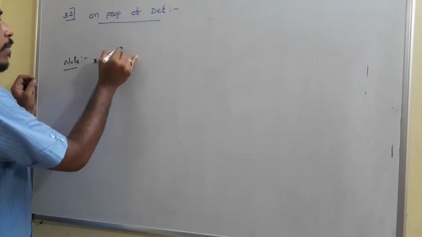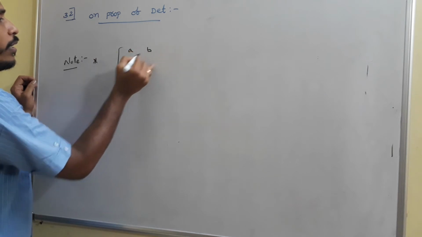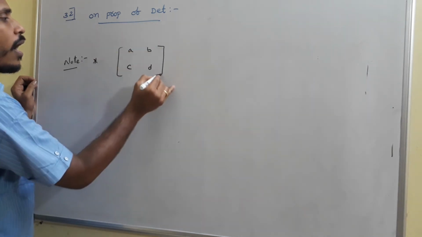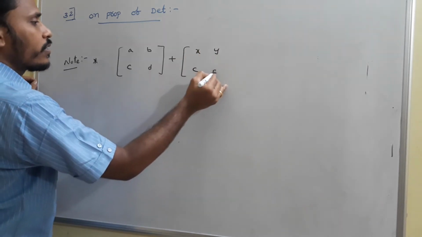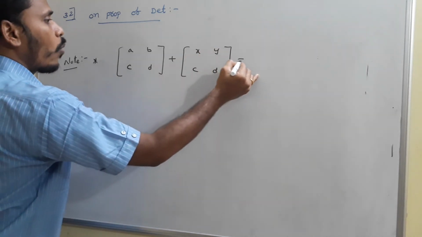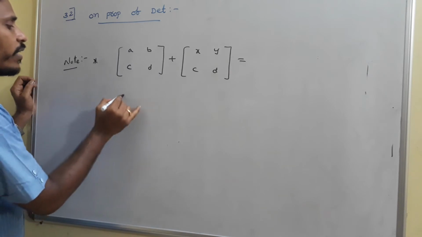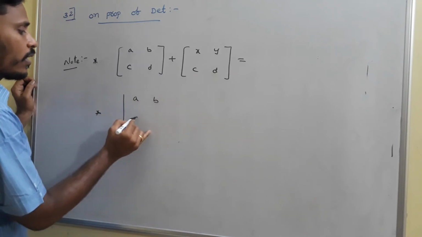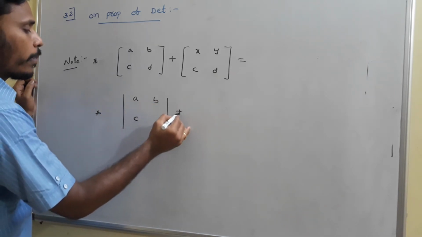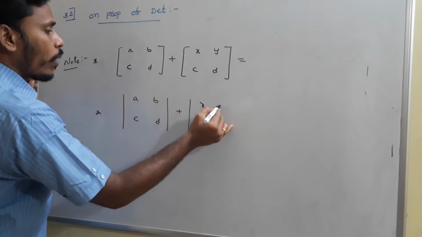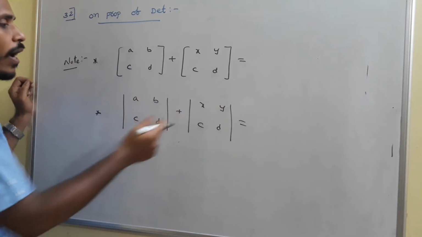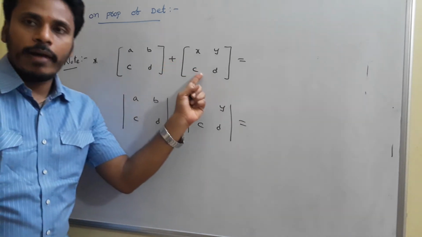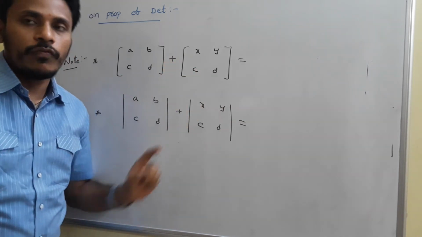Suppose I have a matrix, say A, B, C, D, and another matrix, say X, Y, C, D. What is its answer? As well as I have a determinant, say A, B, C, D plus another determinant X, Y, C, D. So how do we add those two and how do we add these two? This is the addition of matrices, whereas this is the addition of determinants.